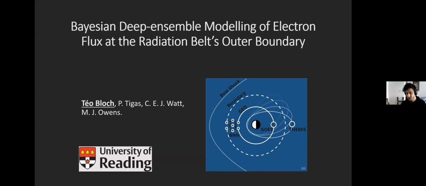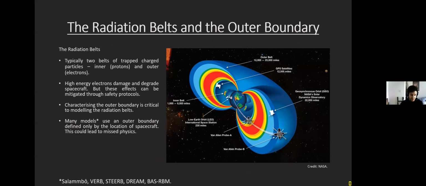Yeah, I'm going to be talking to you about some work I've done trying to use Bayesian deep ensembles to model the flux of the radiation belt's outer boundary. Let's see. So, what are the radiation belts? What is the outer boundary? Why do we care?